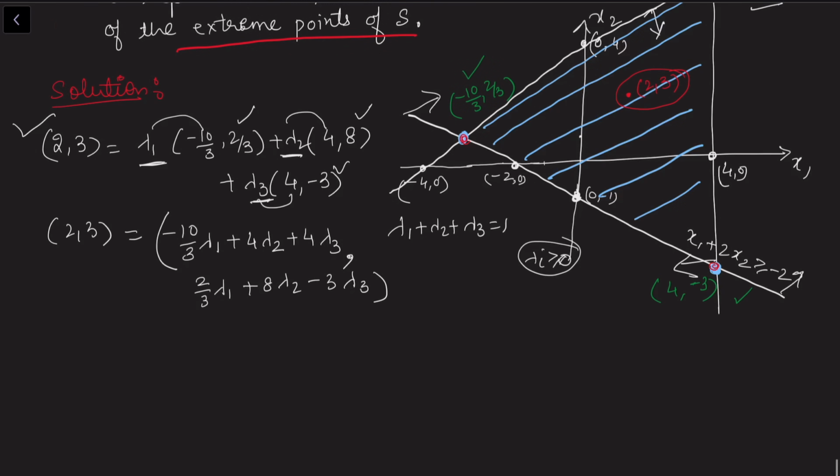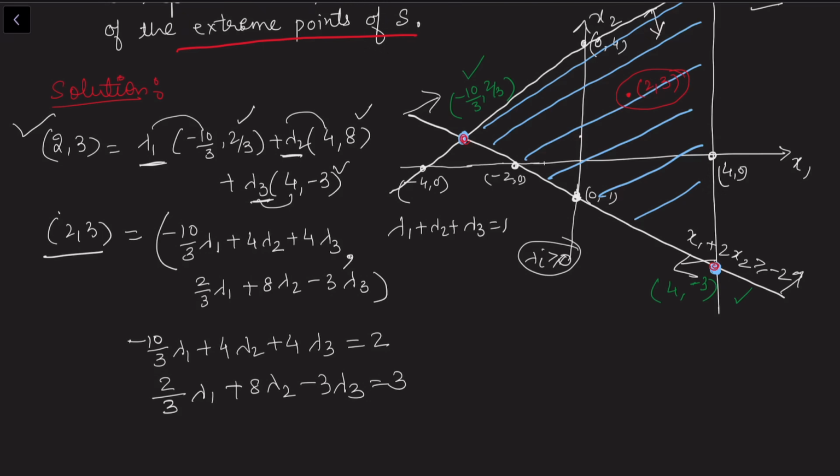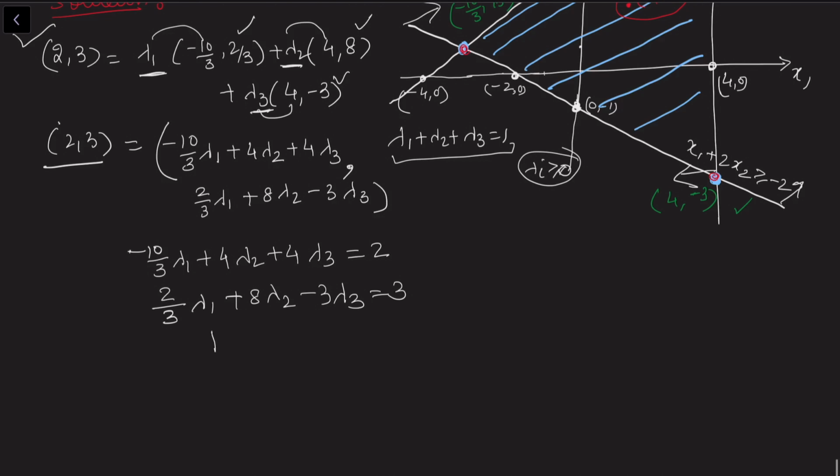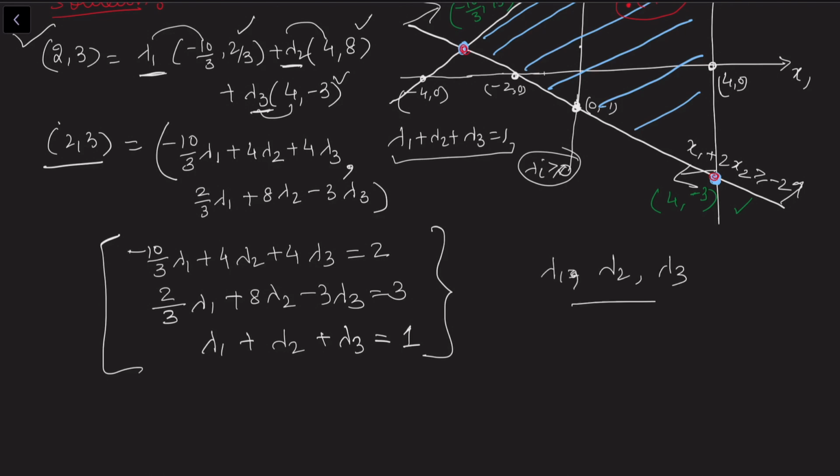So I get these two equations. Equating these coordinates, I get -10/3 lambda 1 plus 4 lambda 2 plus 4 lambda 3 is equal to 2. Then I have 2/3 lambda 1 plus 8 lambda 2 minus 3 lambda 3 equal to 3. And there is one more equation that we know, that the sum of lambda 1, lambda 2, lambda 3 is equal to 1. Now it is very clear that there are 3 equations and 3 unknowns, and we can find a unique solution for lambda 1, lambda 2, lambda 3. Hence it is possible to write (2, 3) as a convex linear combination of these points.